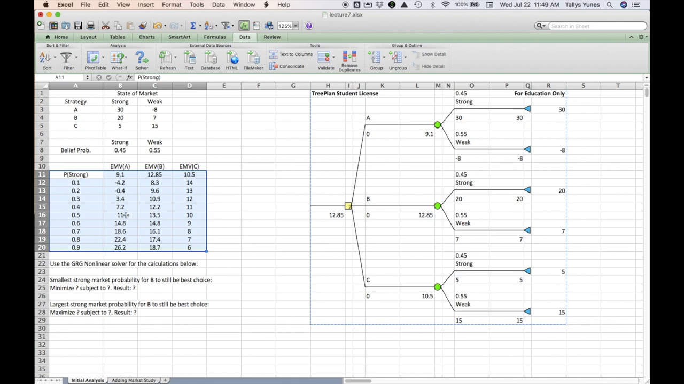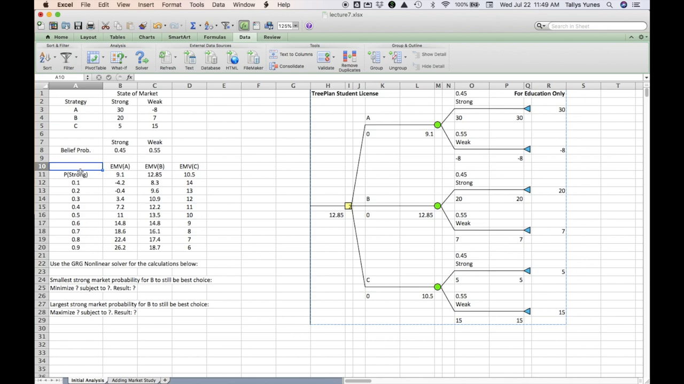And this is what it is. So what does it say? If the chance of strong had been 0.1, the EMV of A, meaning the number here, would have been negative 4.2. If the chance of strong had been 0.1, the EMV of B would have been, right? So this basically did some work that you could have done by hand, but it would have been really annoying to have to do that by hand and record these outputs.